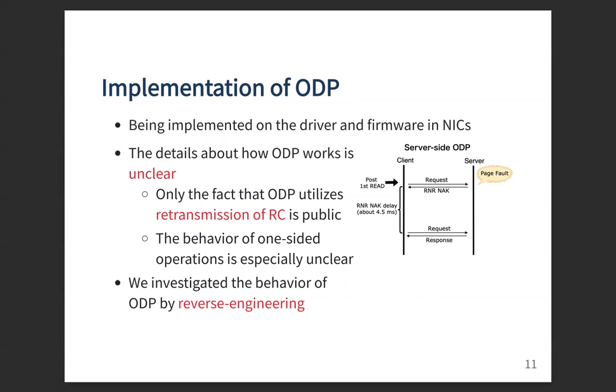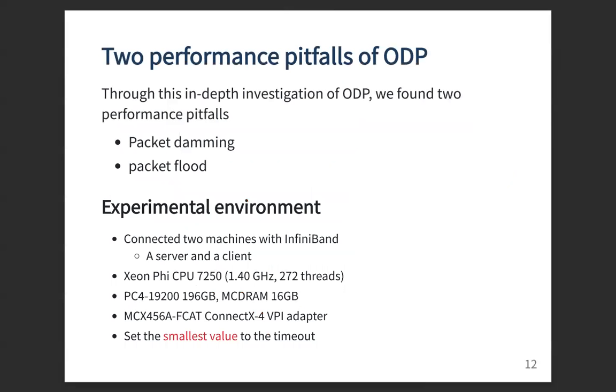The figure shows how ODP of RDMA read operations works. It shows that when a page fault happens, the server asks the client to retransmit the request again. Through this in-depth investigation of ODP, we found two performance pitfalls. We named them packet damming and packet flood, respectively.